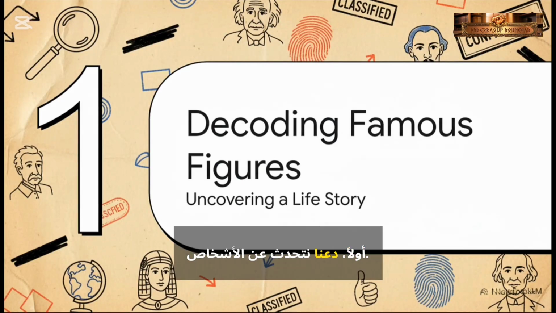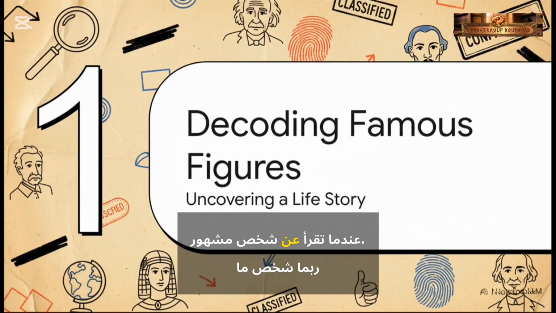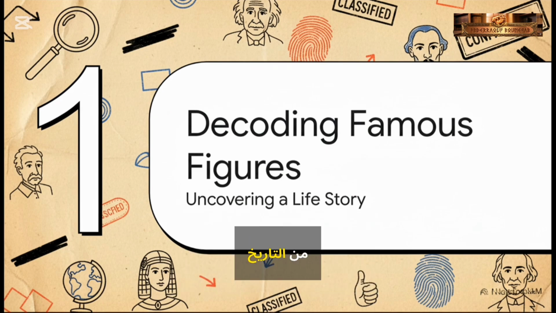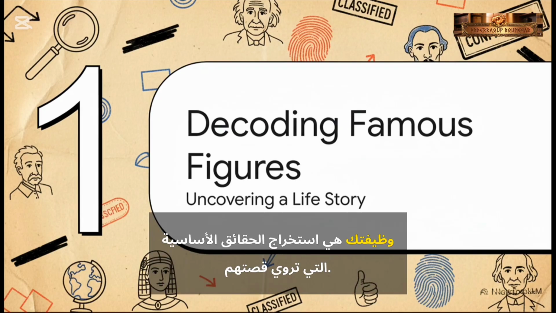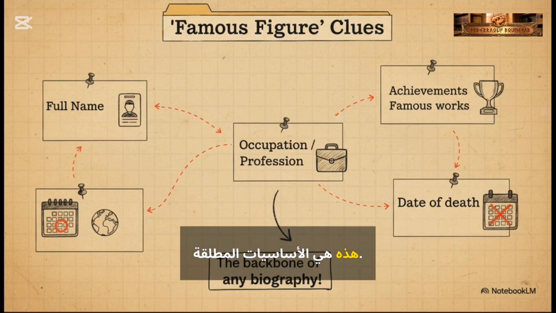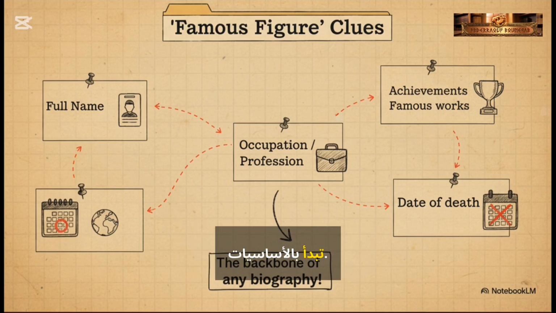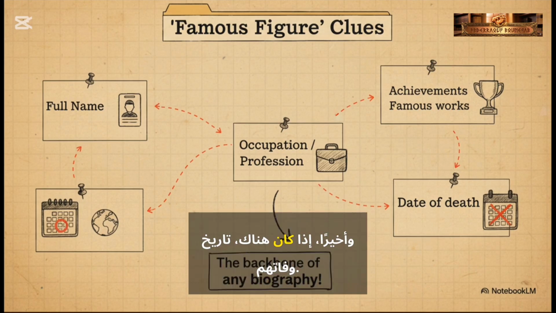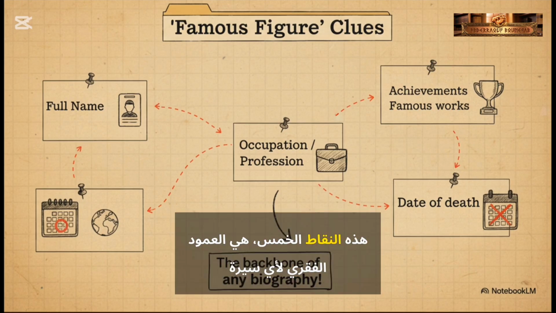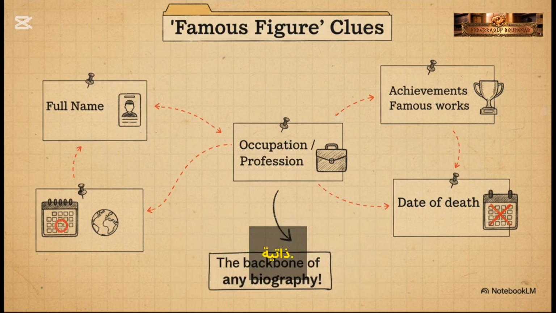Okay, first up, let's talk about people. Whenever you're reading about a famous person, maybe someone from history or a character in a book, it's like you're opening up their personal case file. Your job is to pull out the key facts that tell their story. So what are you looking for? These are the absolute essentials. You start with the basics, right? Full name, when and where they were born. Then you dig a little deeper. What was their job? What did they do that made them famous? What were their biggest achievements? And finally, if it's there, their date of death. These 5 points, they're the backbone of any biography.